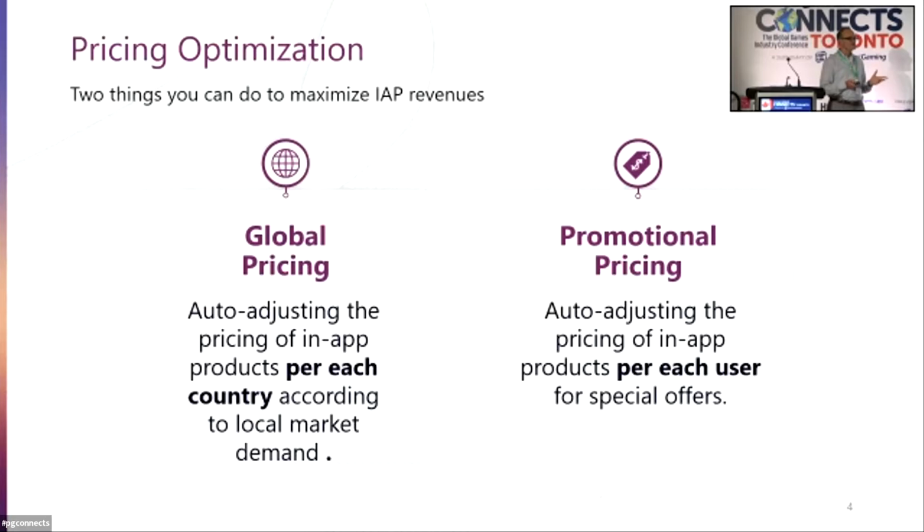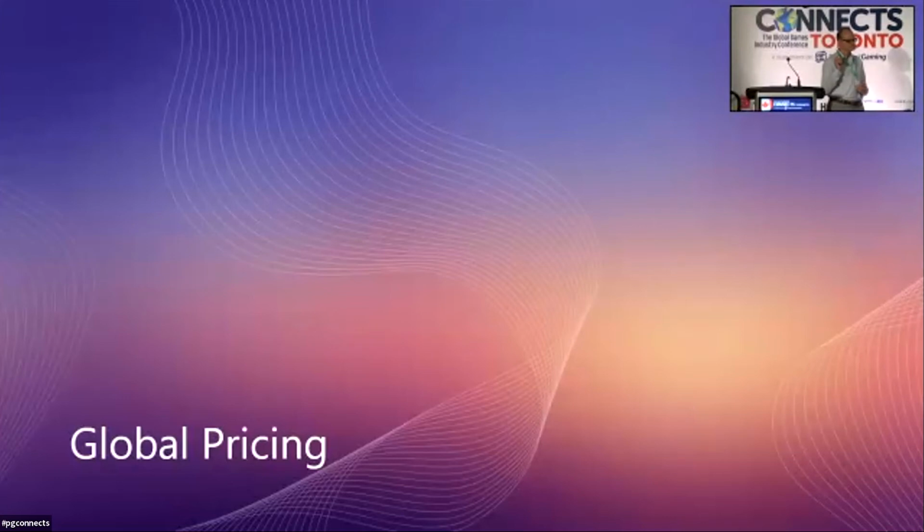Two of the main things that we focus on as a company, part of our pricing optimization suite, and two things for you to think about for your own game, is first global pricing. What is the right price on a per-country level for your game? And secondly, going past that is promotional pricing. Here we're thinking about per-user pricing for our individual game. First, let's talk about global pricing.